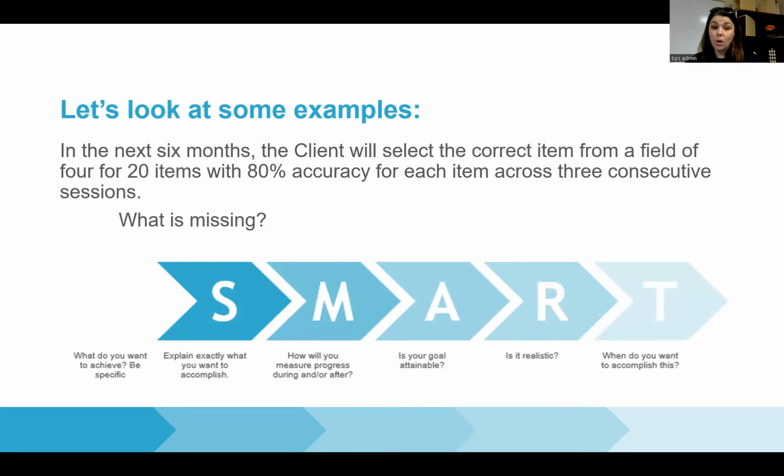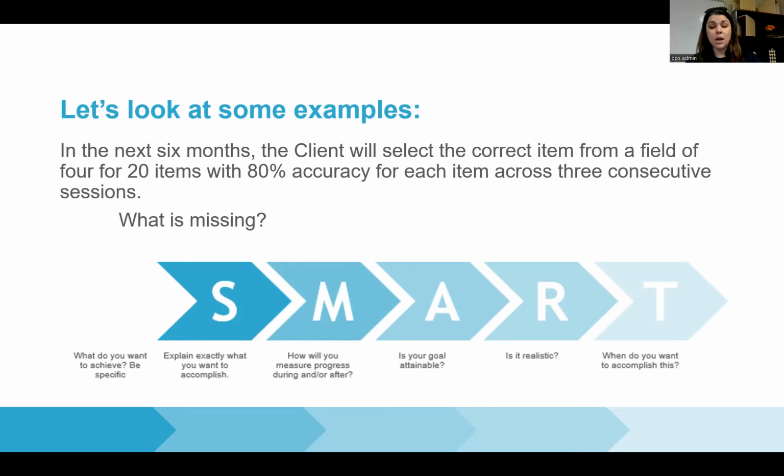Is this an attainable goal? Yeah, there's no barriers that suggest this child can't select an item. Is it realistic? Yeah, there's a lot of things that we can pull this from, whether it's a book and they're reading and we can ask them to select items in the book, or cards on a table, or things out in the environment. These are a realistic way to practice this skill.